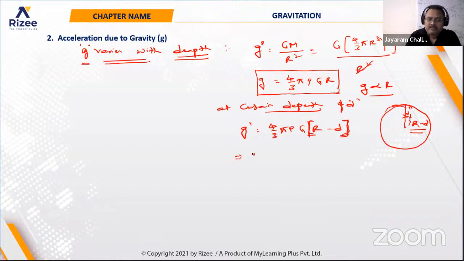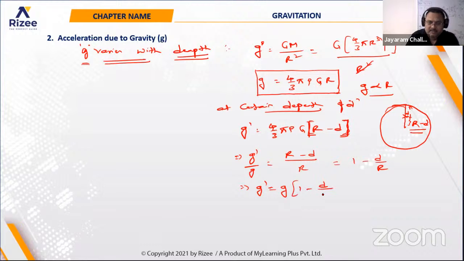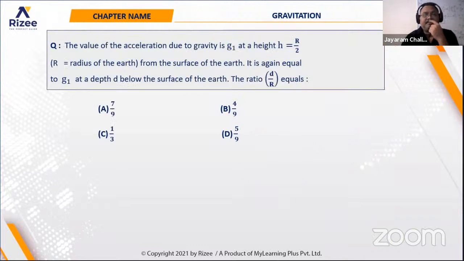Now when we divide, G dash by G is equal to 4 by 3 rho G, all those terms will be cancelled, R minus d by R. This is 1 minus d by R. From here, G dash is equal to G into 1 minus d by R. This is the condition, and this is another important case. So this is how G varies with respect to depth. Next one, please.